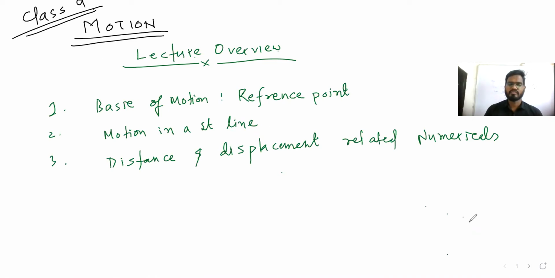The second topic in this chapter is motion in a straight line, which we can also say is motion in one dimension. As we learn more maths, we'll see what one dimension, two dimension and three dimension are, so it is completely dependent upon maths. The third topic is distance, displacement, and related numericals with distance and displacement.